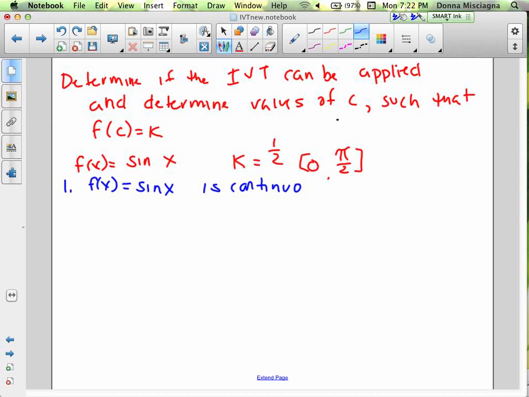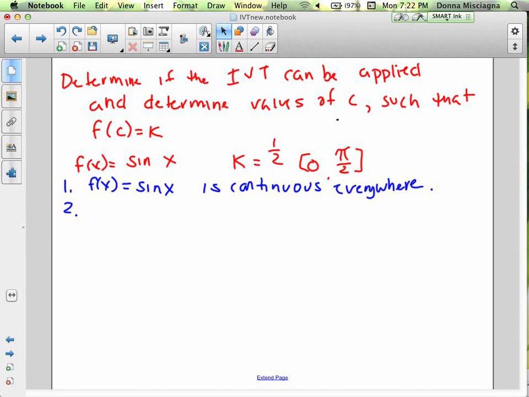If you've got one of those continuous everywhere functions, you can state it. So sine x is continuous everywhere. Therefore, it's got to be continuous on the closed interval too. All right, so let's go to 2. I'm actually going to switch colors. We need to make sure that k is between f of a and f of b. And we'll do that by finding f of a and f of b.